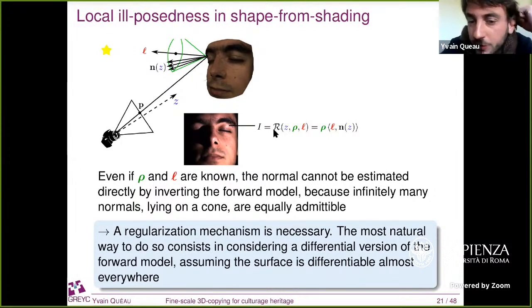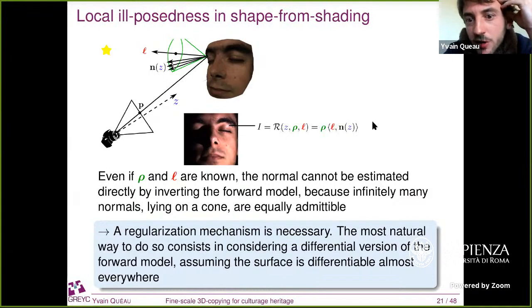So here, for instance, if I take the most simple reflectance function, the Lambertian model tells you that the gray level is the product of the albedo, here rho, which will be, say, 1 for a white surface and 0 for a black surface, times the shading. And the shading is just the scalar product between the light direction and the normal to the surface. Okay.